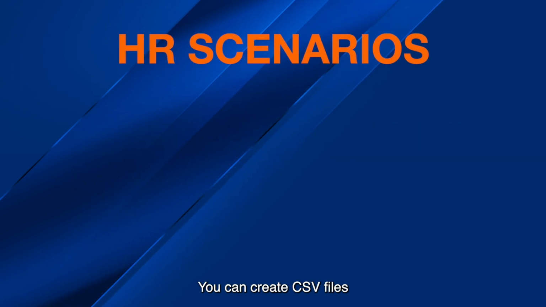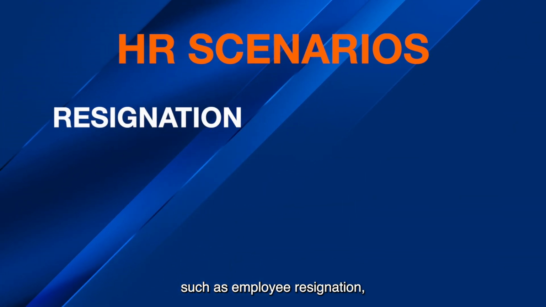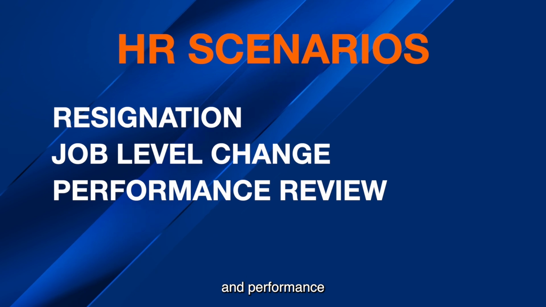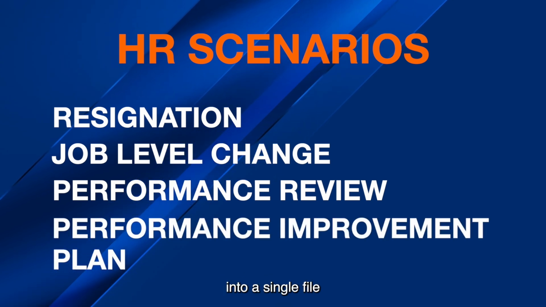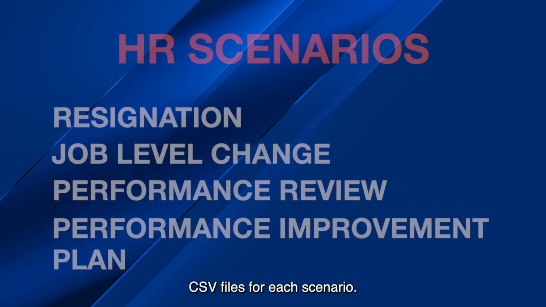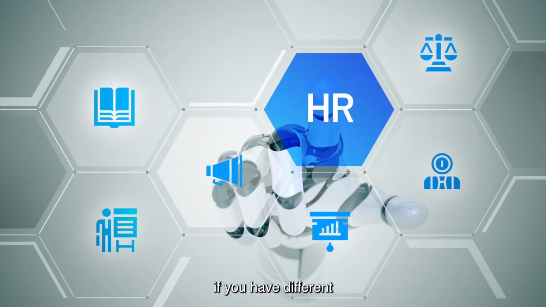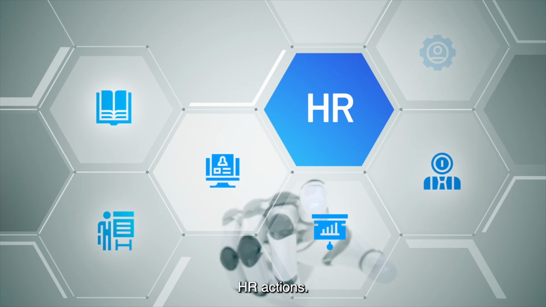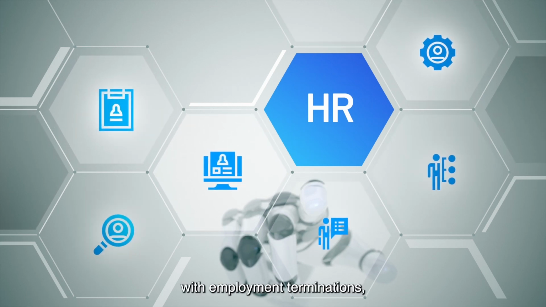You can create CSV files for different HR scenarios, such as employee resignation, job level changes, performance review, and performance improvement plans. You can combine all HR events into a single file if you want to, or have separate CSV files for each scenario. The reason you might want to have different CSV files is if you have different HR teams or systems that deal with different HR actions. For instance, if only one system or team deals with employment terminations.